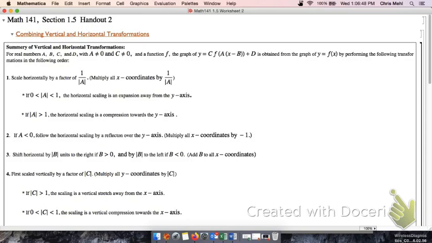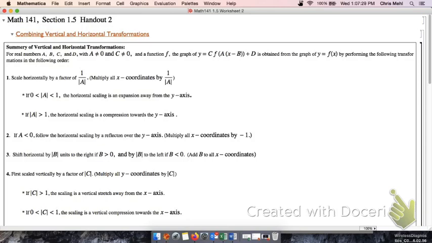Now, this list is at the top of the page. If I'm going to combine vertical and horizontal transformations, remember that for each type of transformation there are three possibilities. So for both vertical and horizontal transformations there are three steps. There is a scaling that takes place, possibly followed by a reflection, and then finally you would do your shifting. All I've done here is take the three steps of horizontal transformations and add the three steps for vertical transformations. These are also on the previous handout, albeit separately.